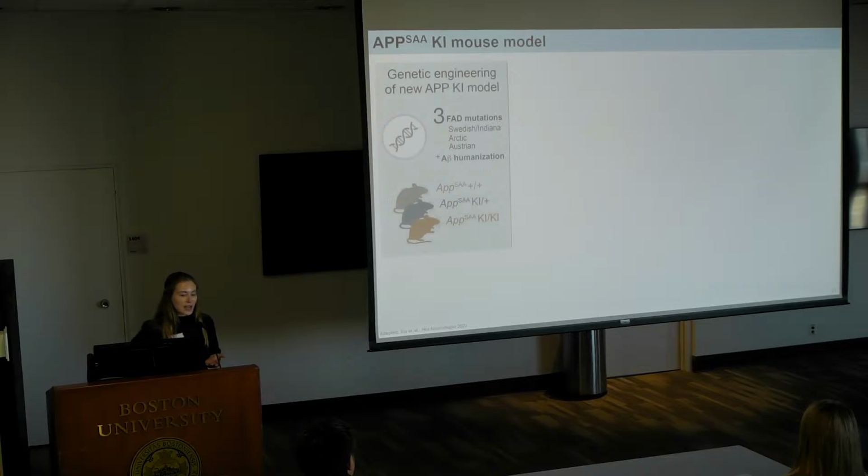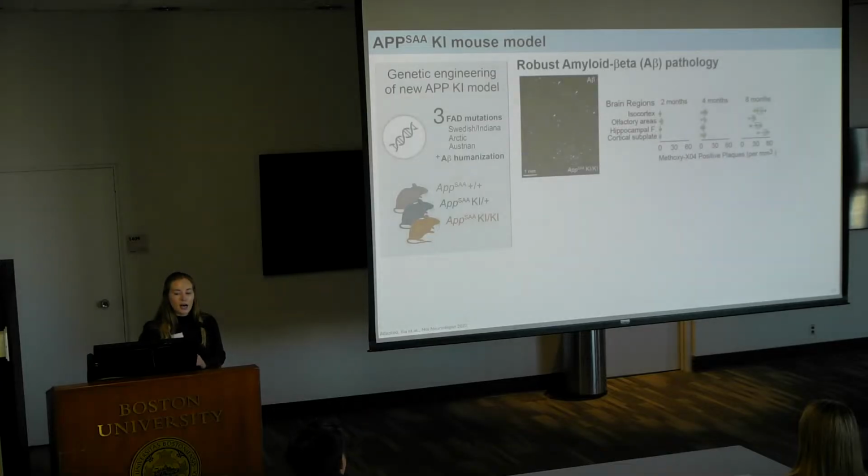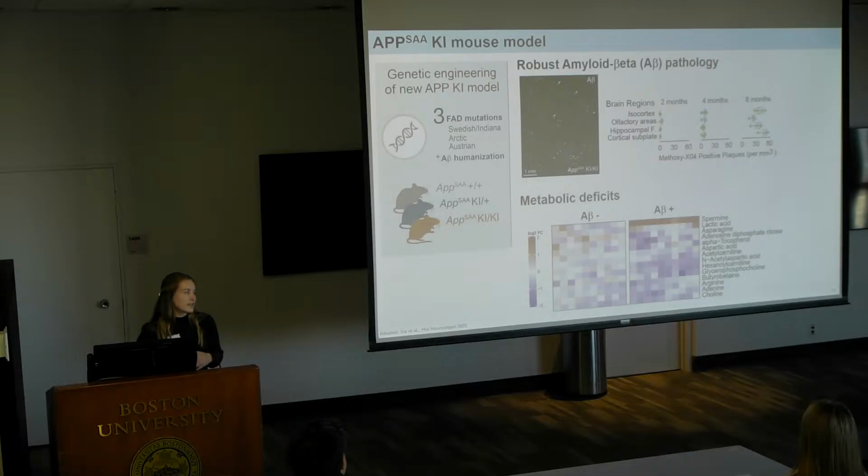To answer that, we're using the APP-SA knock-in mouse model. This mouse has a humanized APP sequence as well as 3 familial AD mutations. They exhibit robust amyloid beta pathology as well as the metabolic deficits that we see in Alzheimer's patients.